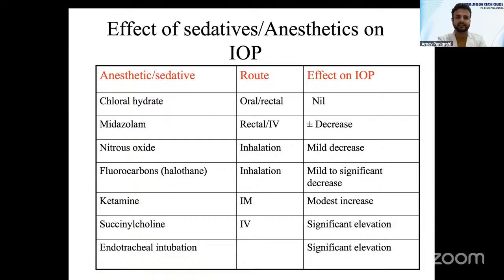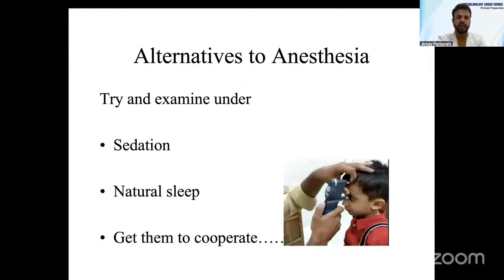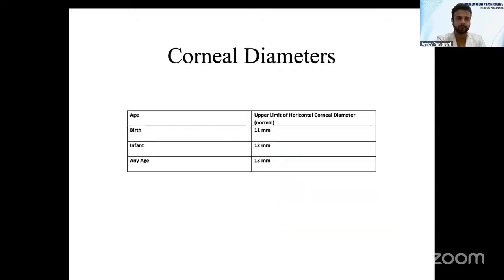You can take a screenshot of this if you want. We use chloral hydrate, which is oral and has nil effect on IOP. If the child is actually taken under anesthesia, the non-depolarizing agents have a tendency to mildly reduce the IOP. Depolarizing agents like succinylcholine increase the IOP, and endotracheal intubation induces endotracheal spasm, and hence it also increases the IOP. So if you are sedating the child, take the IOP as the very first investigation. But if you're intubating the child, take the IOP as the very last measure, because intubation can increase IOP.